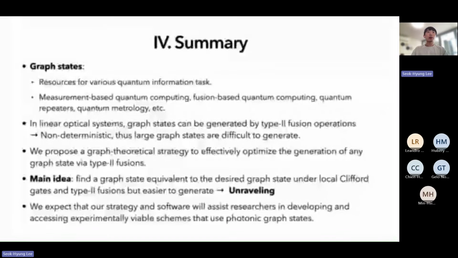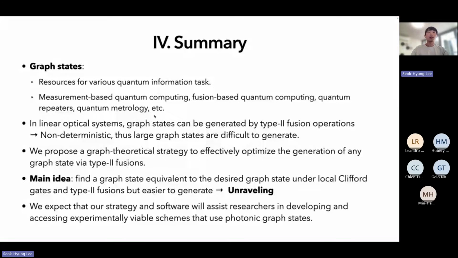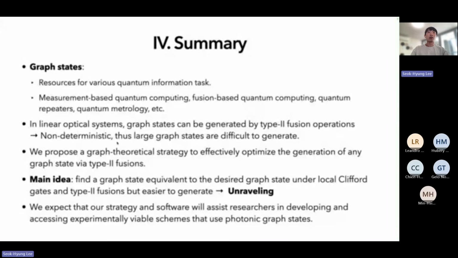So it is very important to generate photonic graph states, especially using linear optical devices. But the problem is that type 2 fusion operations, which are commonly used for generating graph states, are probabilistic. So if there are no additional resource states, they succeed at the rate of 50%. So large graph states are difficult to generate.